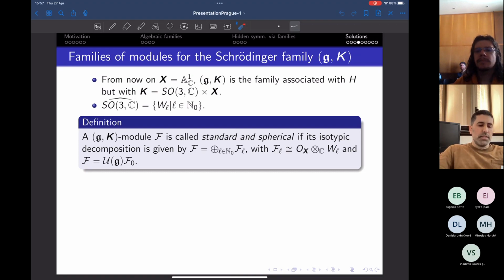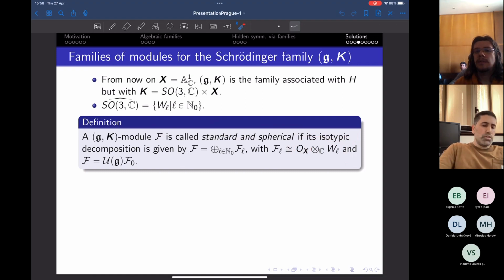Let's define a certain class of families of Harish-Chandra modules. These are called standard and spherical. What are those? These are families where the isotypic decomposition is as follows. Each piece that corresponds to an irreducible representation of SO(3) is obtained in this very simple way. You take a representation of SO(3) and you do scalar extension, you extend it to be a sheaf of O_X-modules by just tensoring it over C with O of X.